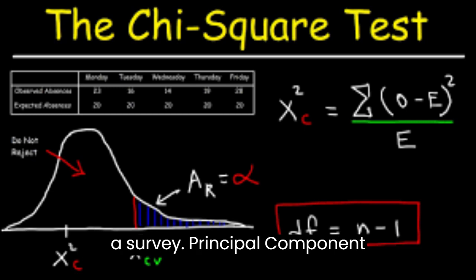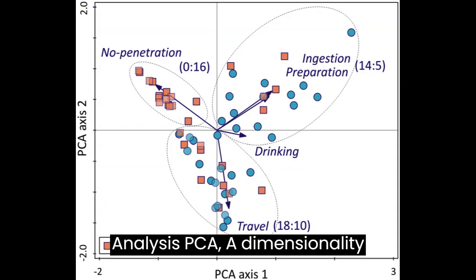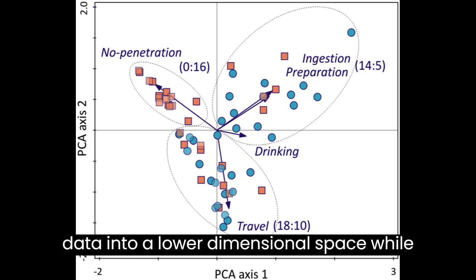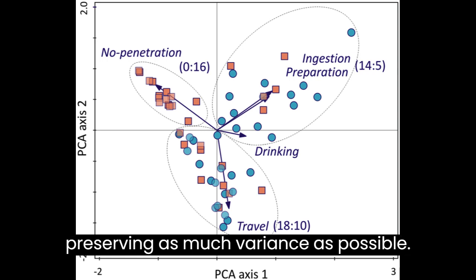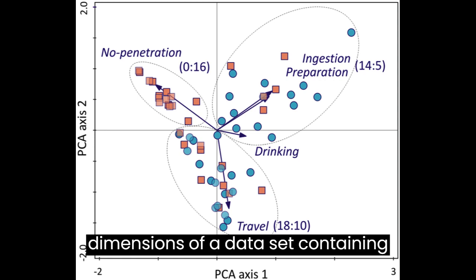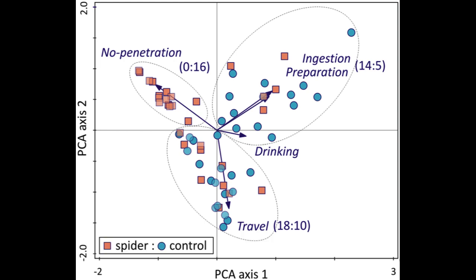survey. Principal component analysis, PCA, a dimensionality reduction technique used to transform data into a lower dimensional space while preserving as much variance as possible. Example: applying PCA to reduce the dimensions of a dataset containing features like height, weight, and age.